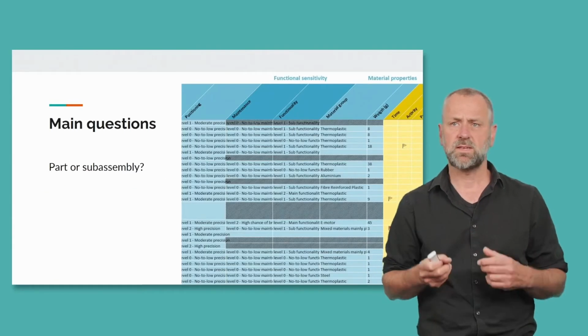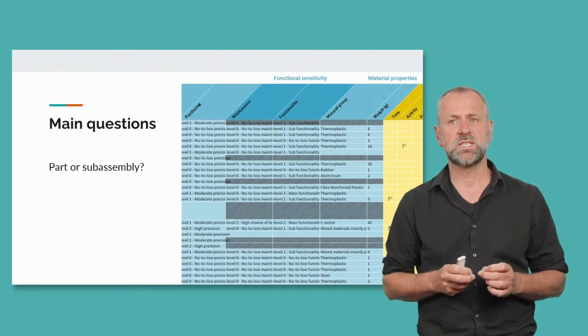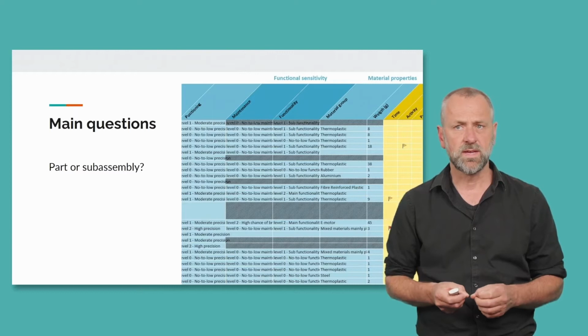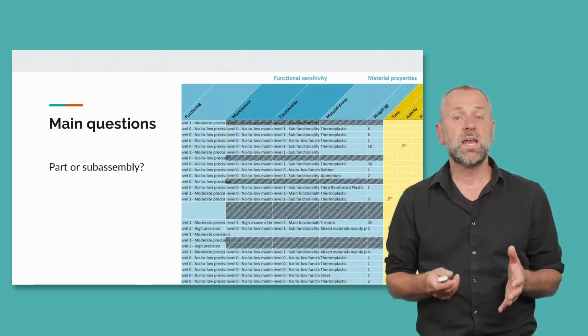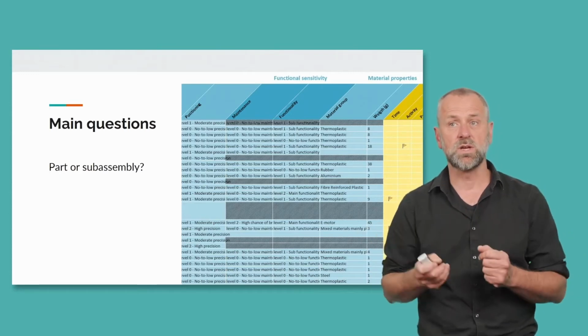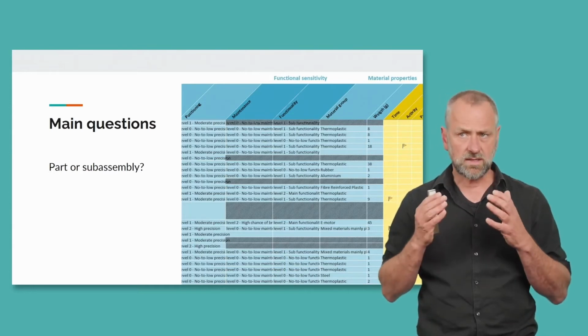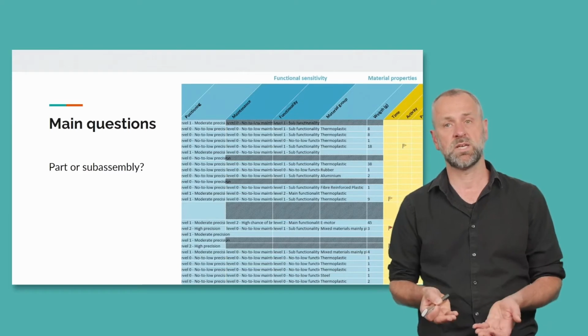Please bear in mind that if you define a unit as a subassembly, both the functional sensitivity and material properties function columns are all grayed out. This is for a reason. It means you should not fill in any of these cells. If you are filling in values or numbers though, this will have an effect on the different performance indicators, like the environmental impact and the economic value of the subassembly.